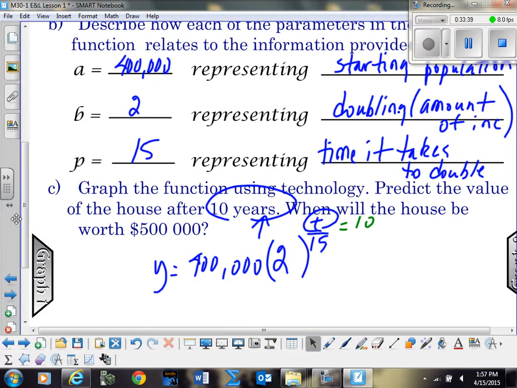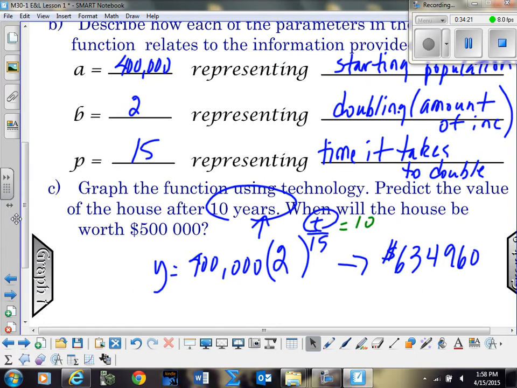So if I put this into my calculator, I'm going to go 400,000 times base 2, bracket exponent. I'm going to put my exponent in brackets, 10 over 15, and enter. It takes 15 years to double, so I shouldn't see 800,000 after 10 years, but somewhere in between. So I'm getting this number, 6349.60 to the nearest dollar. And the second question, when will the house be worth 500,000?